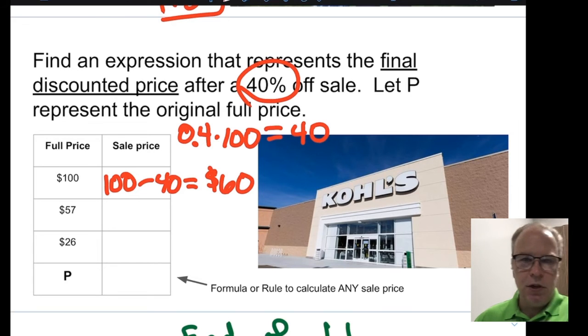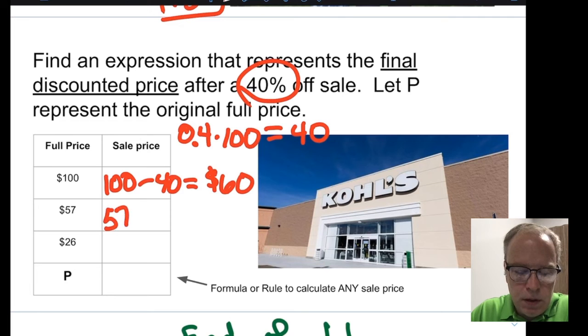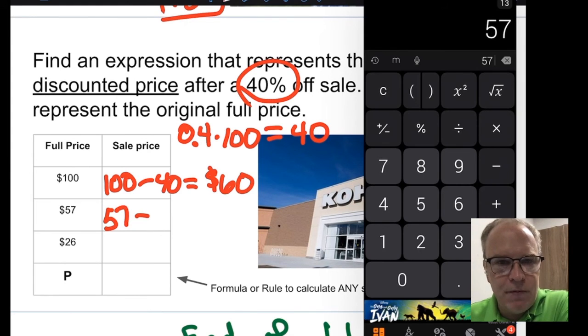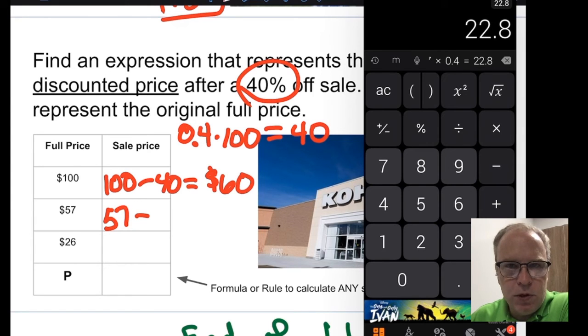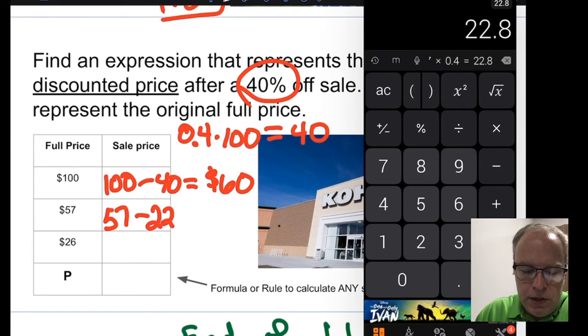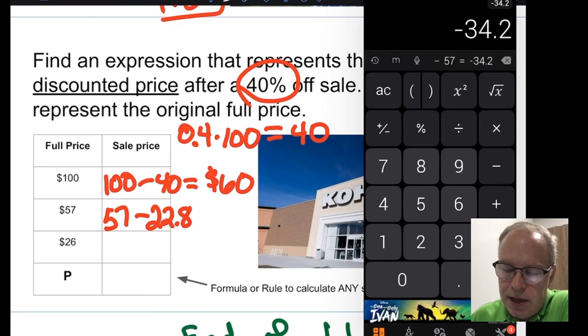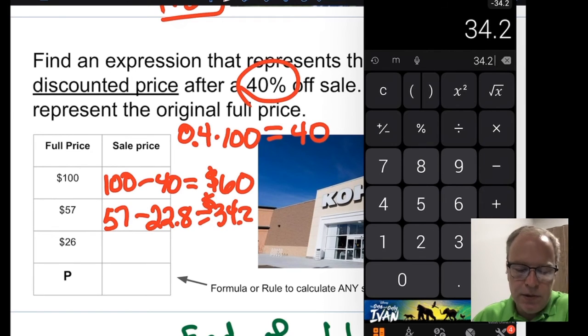All right, let's try 57. This is a little more obscure. Probably can't do this one in your head. So we're going to take 57, and we're going to minus something. Now we come over here to our handy dandy calculator. We're going to take 57, and what did we have to multiply by? The constant, or the coefficient, 0.4 here in our model, 0.4. So that's our savings, 22.80. Then I'm going to minus 57, and I can change the sign or just think about that as being positive. 34.2. $34.20 is the price.